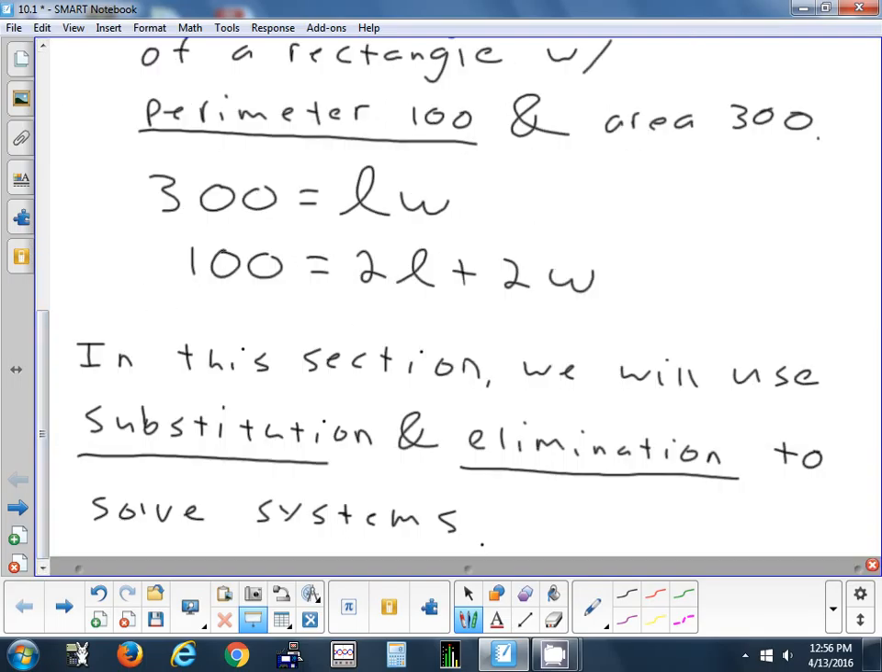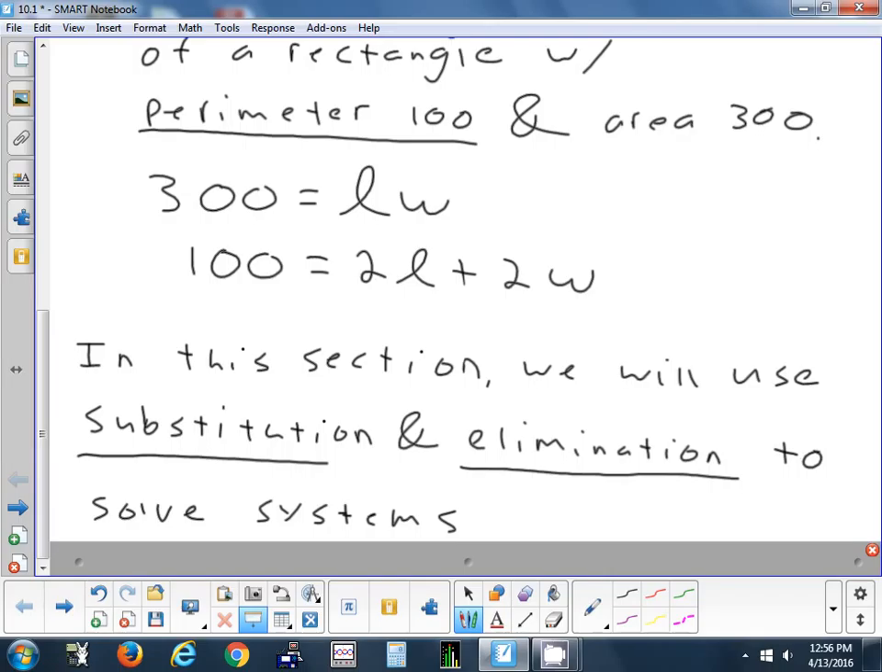All right. So the two methods we're going to use to solve things are substitution and elimination. Sometimes elimination I think is faster depending on how the equations are set up. This particular problem, I don't think you could use elimination on it. You'd have to do it with substitution. And that's the first one I'm going to talk about.